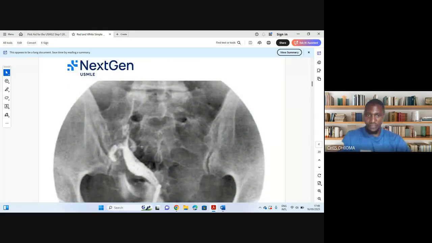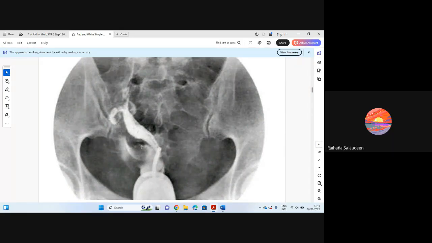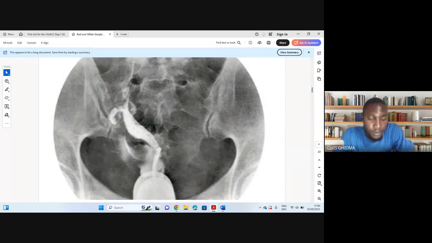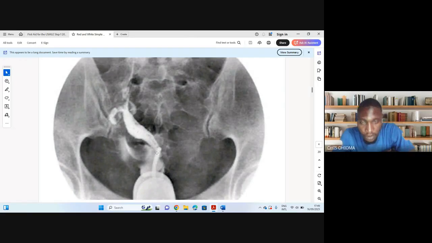Now, what can you see from this slide here? Can someone tell me what they are seeing? Pelvic area, the sacrum, the ovary, one cornu of the uterus. It's the HSG image, and you can see the contrast is going into one arm of the uterus on the left side, and the other arm is not visualized.